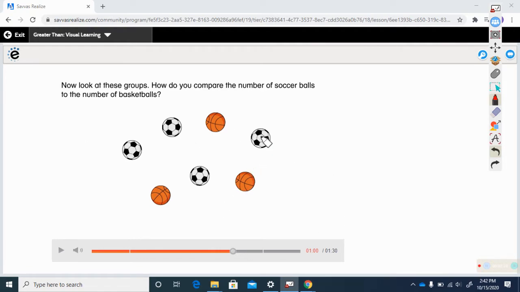So I'm going to match this soccer ball with this basketball. I'm going to match this soccer ball with this basketball. And I'm going to match this soccer ball with that basketball. And I see there is one soccer ball left over all by itself. So the number of soccer balls is greater than or bigger than the number of basketballs.